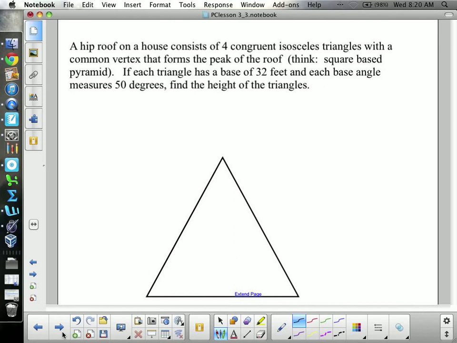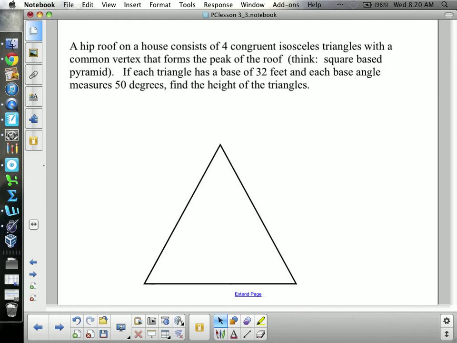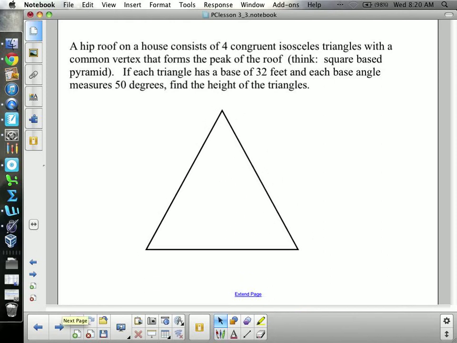The hip roof on a house consists of four congruent isosceles triangles with a common vertex that forms the peak of the roof. Think of a square-based pyramid. Each triangle has a base of 32 feet, and each base angle measures 50 degrees. Find the height of the triangles. Again, draw yourself a picture. They're isosceles triangles, each with a base angle of 50 degrees.